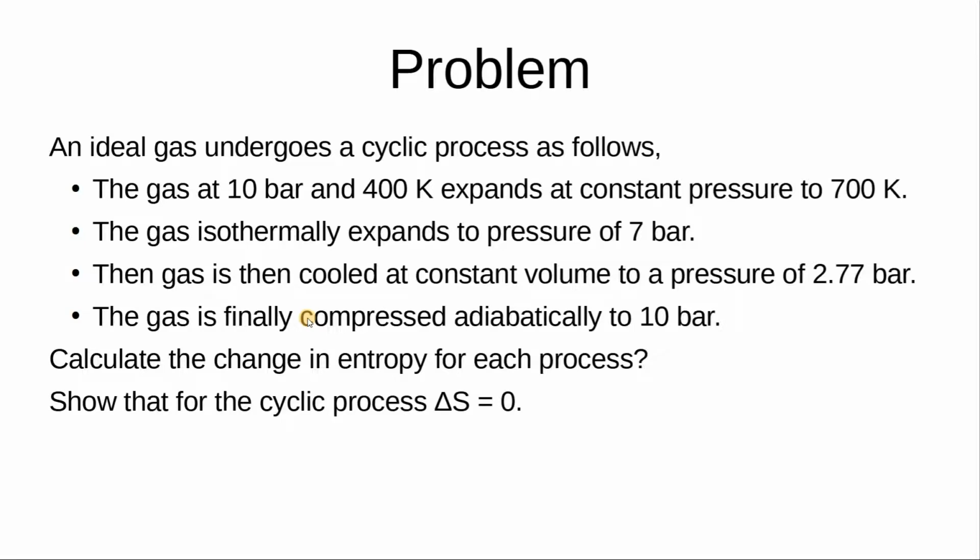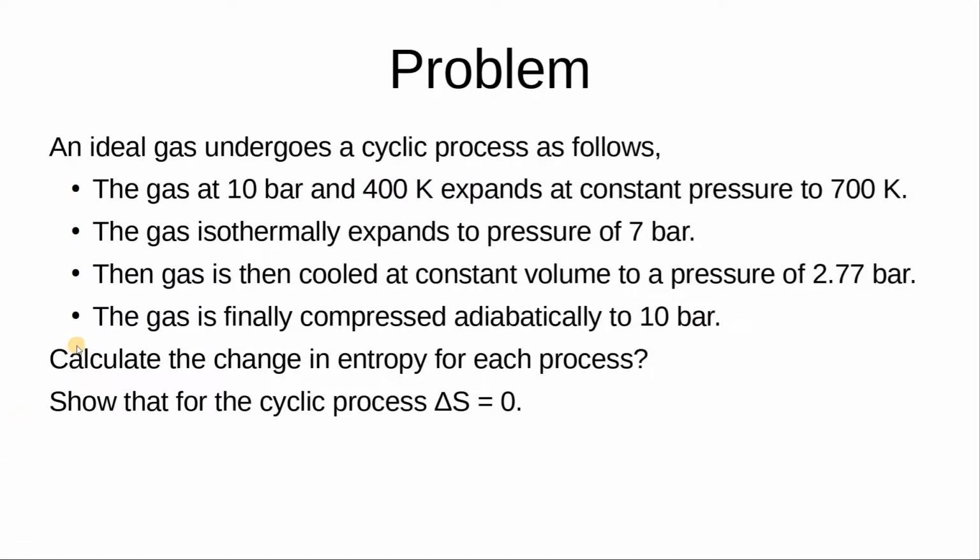Now, let's take a problem to understand this further. An ideal gas undergoes a cyclic process as follows. The gas at 10 bar and 400 Kelvin expands at a constant pressure to 700 Kelvin. Then the gas isothermally expands to a pressure of 7 bar. Further, the gas is then cooled at constant volume to a pressure of 2.77 bar. The gas is finally compressed adiabatically and brought back to 10 bar at 400 Kelvin. That is, it is a cyclic process.